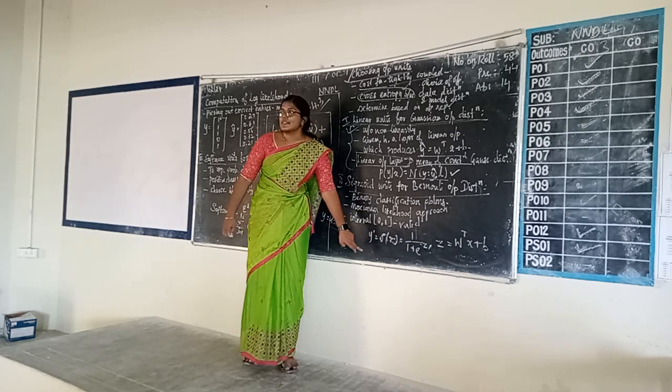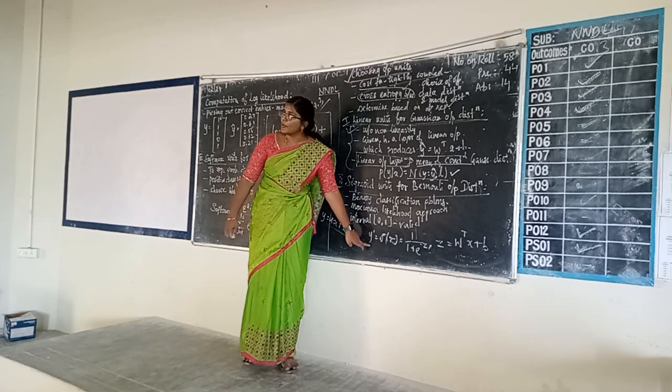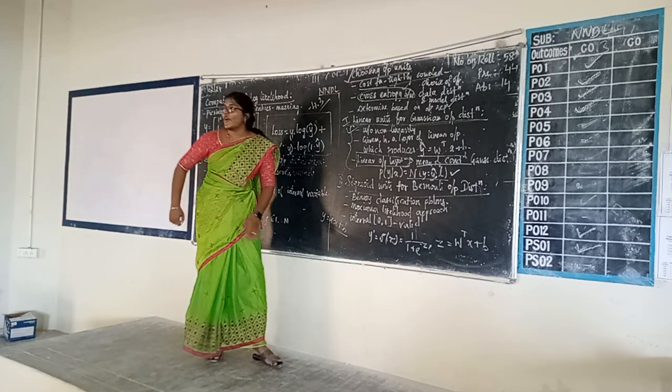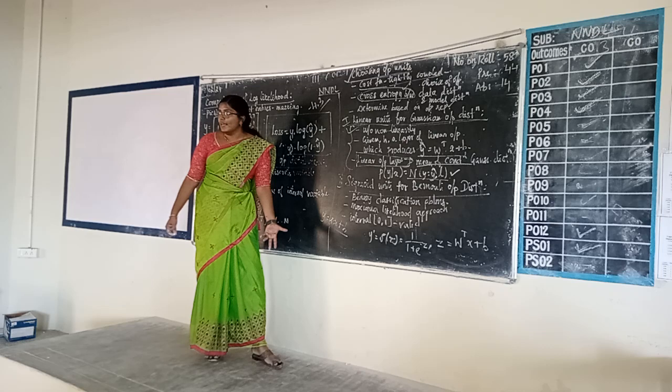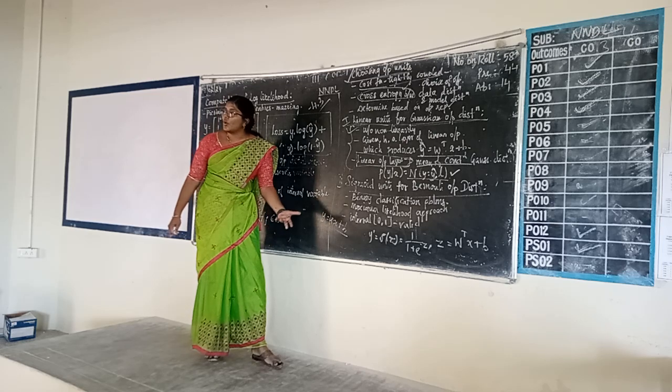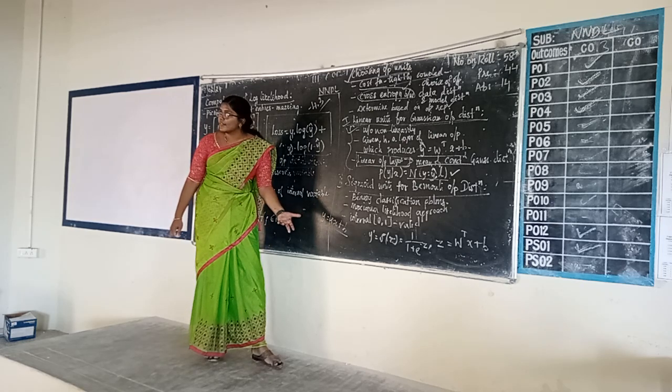After this, we use the maximum likelihood approach to find the positive value, that is, the loss. Clear? Got it? Shall I repeat?